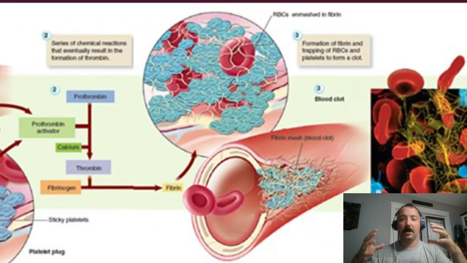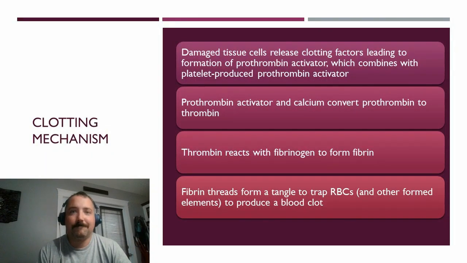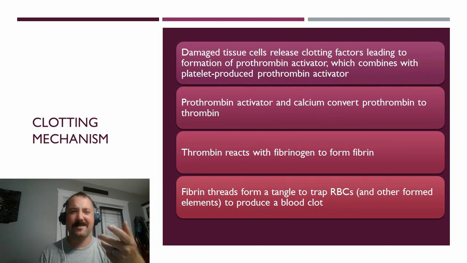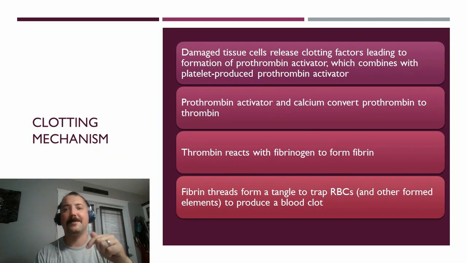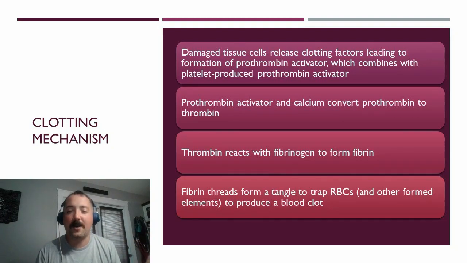Besides all those platelets bunching up and basically clogging up the hole, the damaged tissue will release a bunch of clotting factors that will eventually form what's called prothrombin activator. So the platelets will also try and make prothrombin activator, so there's two mechanisms going on here. Prothrombin activator is an enzyme that activates prothrombin. And prothrombin is a chemical that's just floating around in the blood. It's part of that 7% of plasma. When that gets activated, it gets turned into thrombin, which is another enzyme that will turn another protein called fibrinogen into these really fine web strands called fibrin.